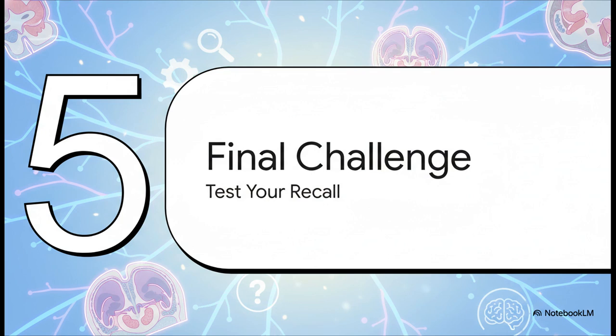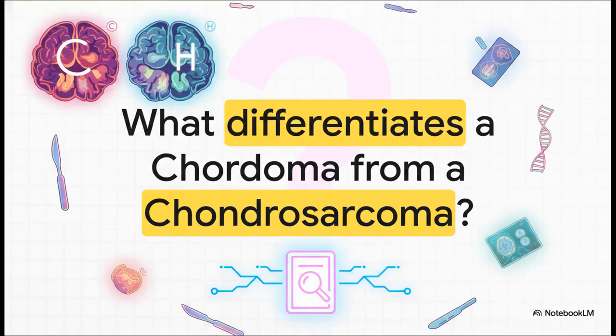Okay, you've made it through a ton of material. Let's lock in one final, absolutely critical point with a quick pop quiz. You ready? Okay, picture this. You've got a big, destructive mass at the clivus, right in the center of the skull base. They can look almost identical. What is the one rule, the one feature that will tell you which one it is almost every single time?